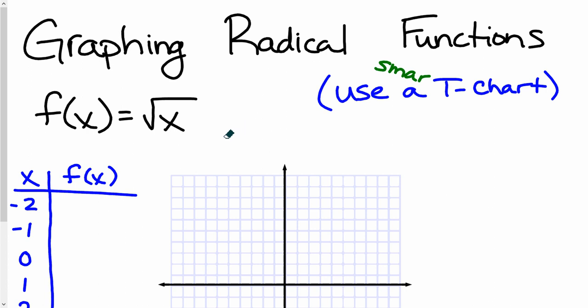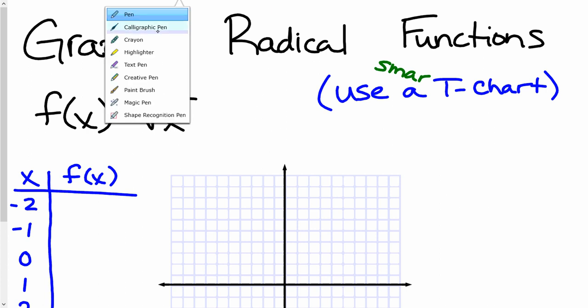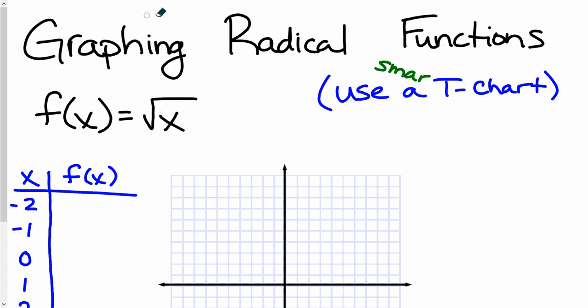Today we're going to be taking a look at graphing radical functions, but I'm going to show you a different way to think about it, where we're not exclusively just using transformations, we're not exclusively just using t-charts, but we're trying to combine the best of both worlds to figure out how we can create one of these graphs in a way that makes sense.